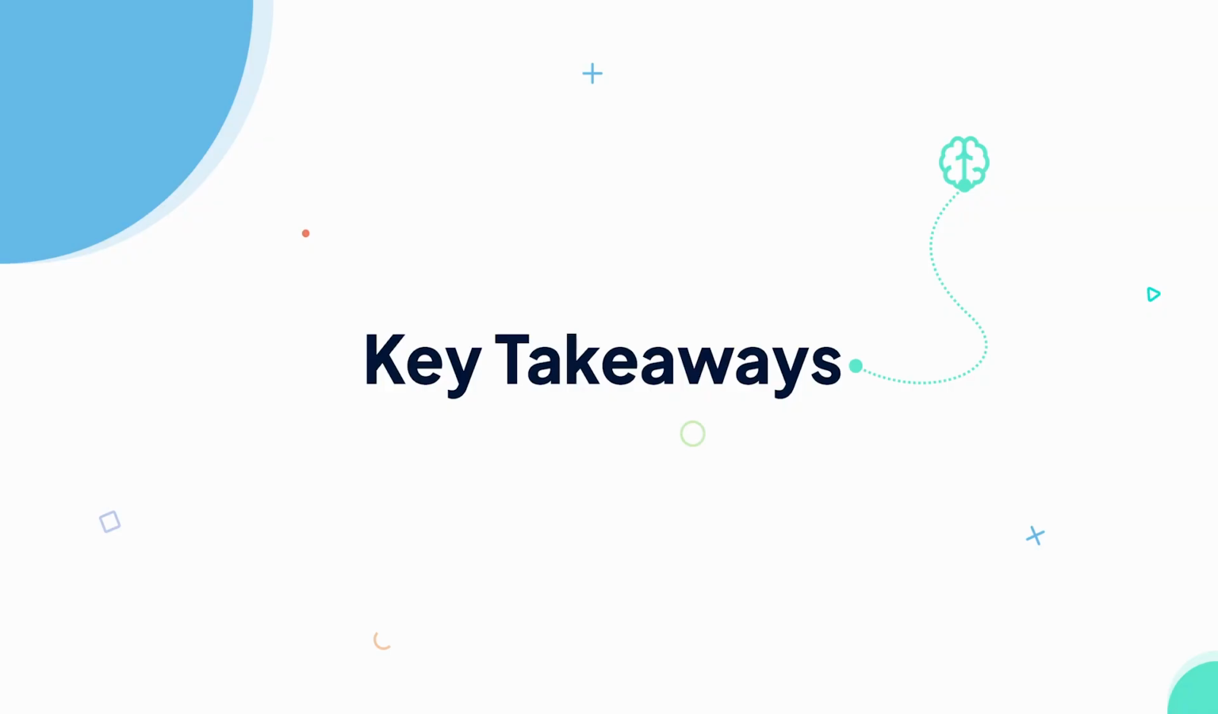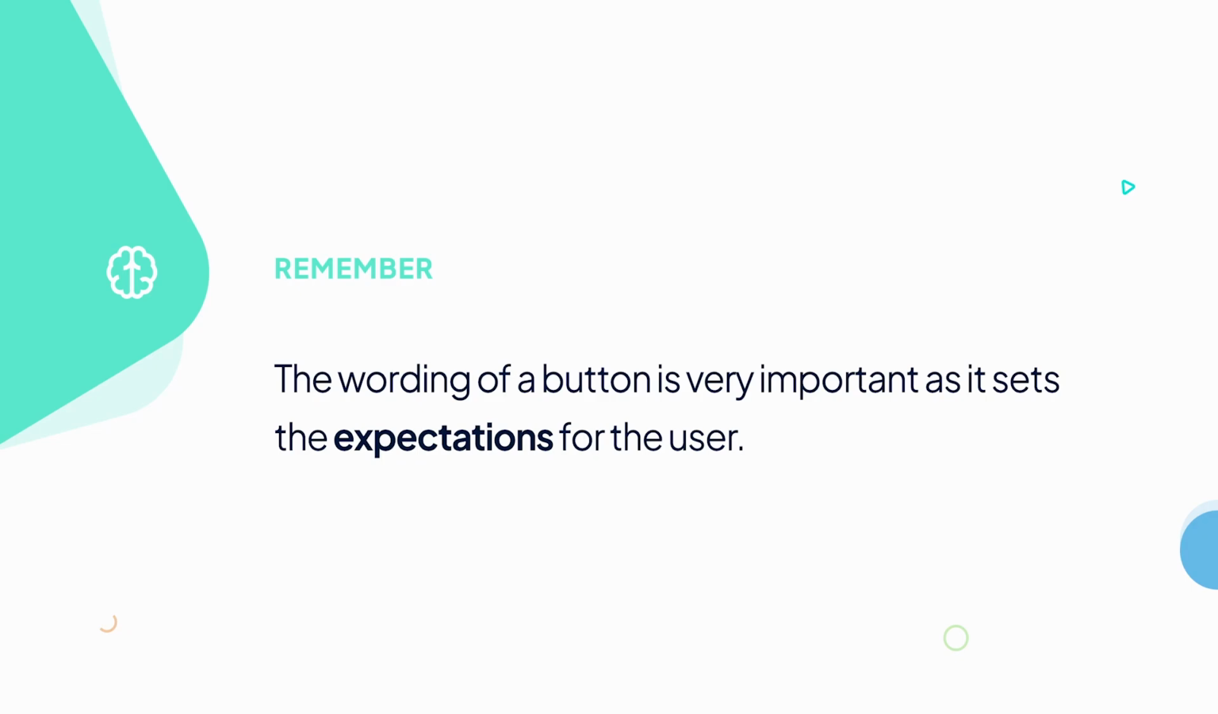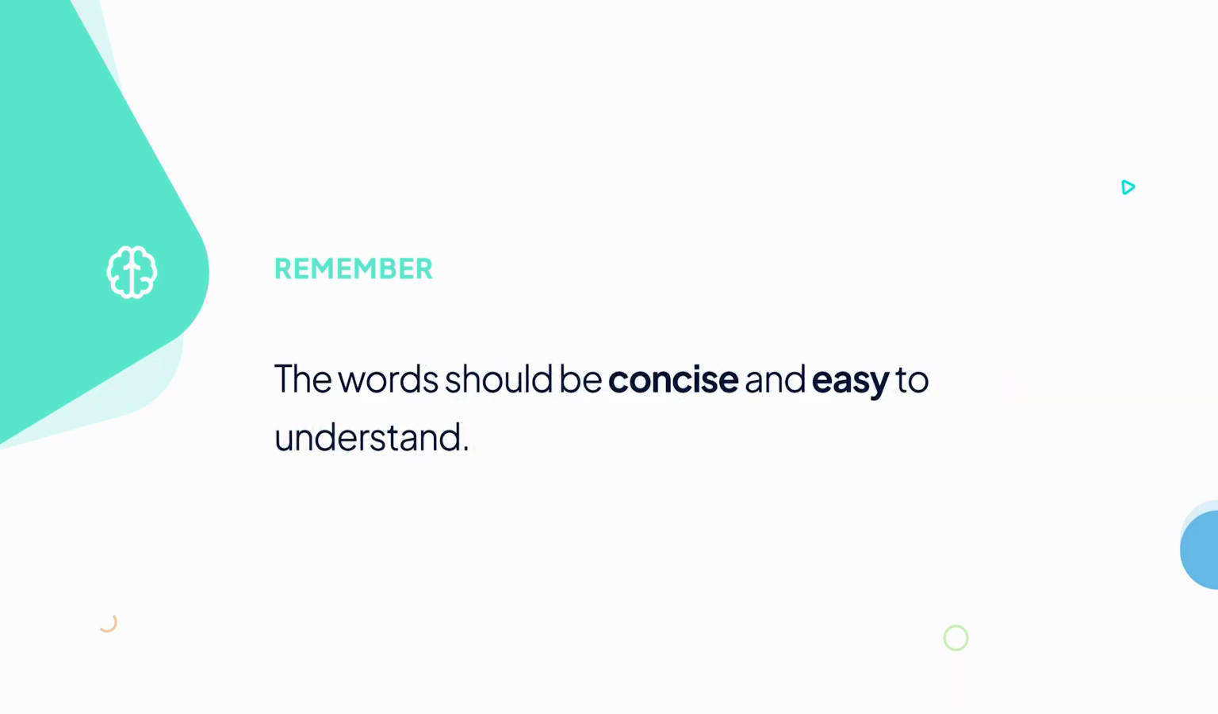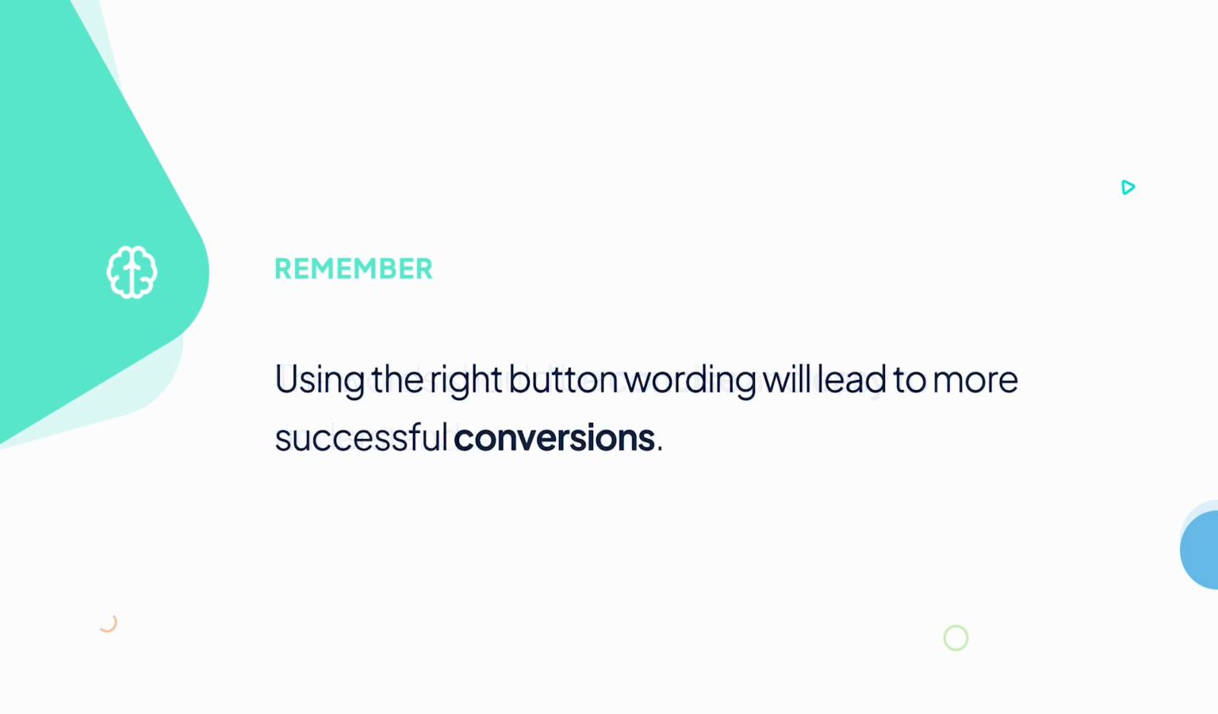Now, a few key takeaways. The wording of a button is very important as it sets the expectations for the user. The wording should clearly indicate what the user will get or what will happen if they click it. The words should be concise and easy to understand. Using the right button wording will lead to more successful conversions. Now, previously we talked about button size, but the size is dictated by a lot of factors, one of which is padding. So let's talk about that next.